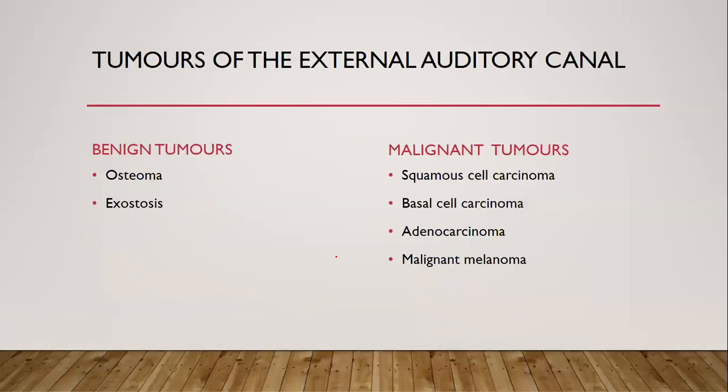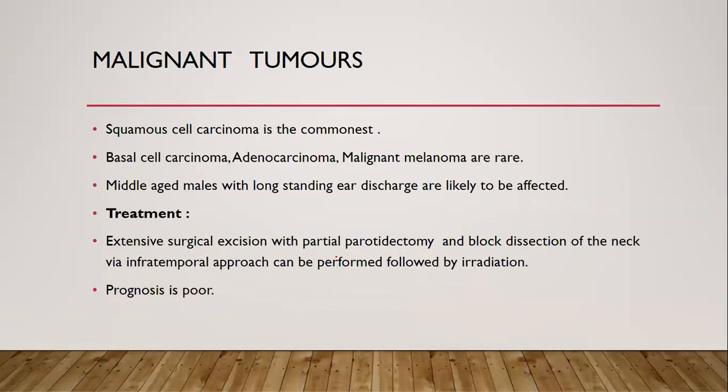Then the malignant tumors include squamous cell carcinoma, which is a very common form of tumor in the external auditory canal. Then basal cell carcinoma, adenocarcinoma, and malignant melanoma are rare when compared with squamous cell carcinoma. The incidence is very rare. Middle-aged males with long-standing ear discharge are likely to be affected. So following any forms of infections, the patients can get these forms of malignant tumors.